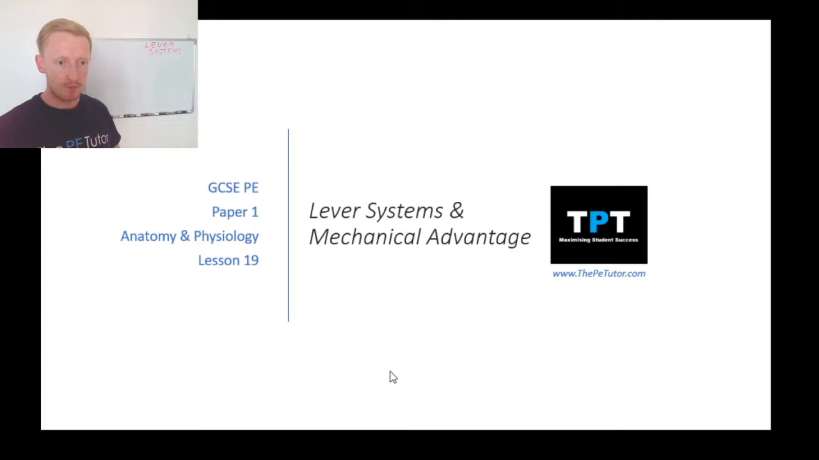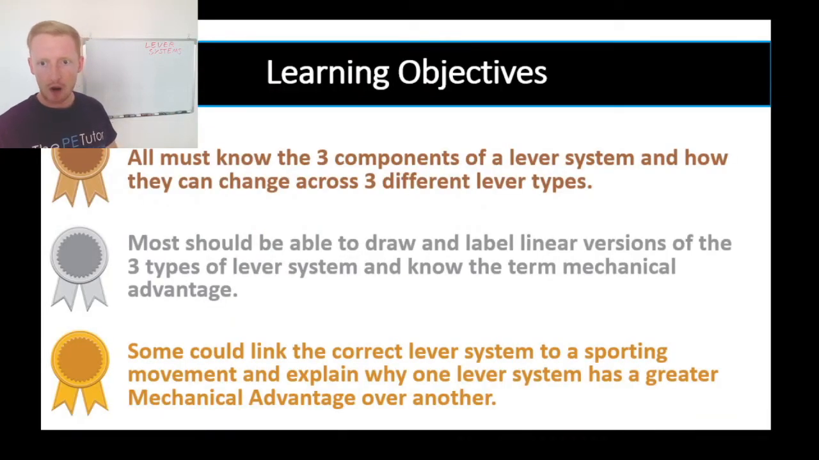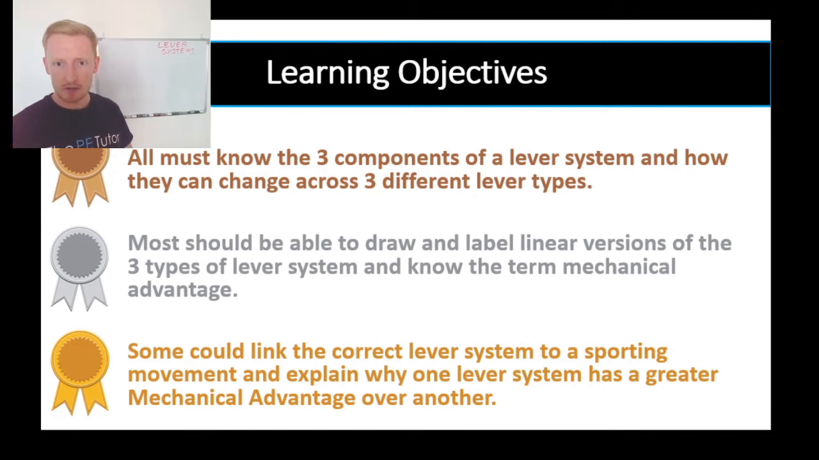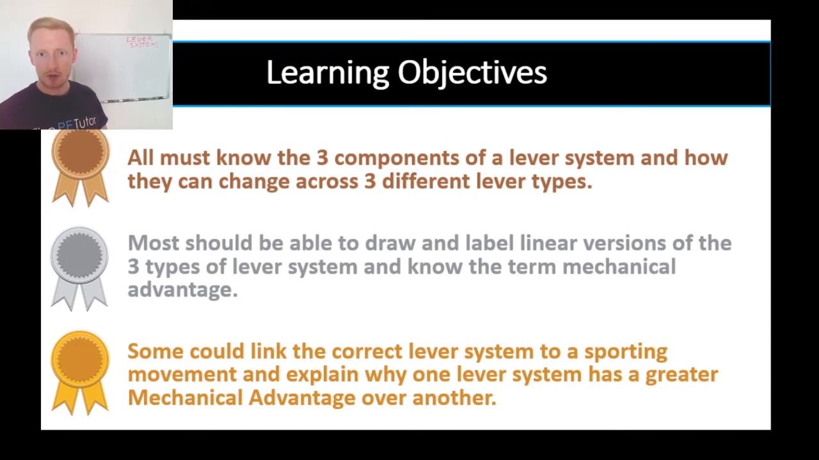So we'll go through from this. Hopefully by the end of this, we should know the 3 different classes, 1, 2, and 3. We should be able to draw these and label them appropriately, and then hopefully some people might even be able to apply lever systems to the body itself in a sporting situation and be able to talk about mechanical advantage, what it is, how we can achieve it, and what impact it might have on sport.